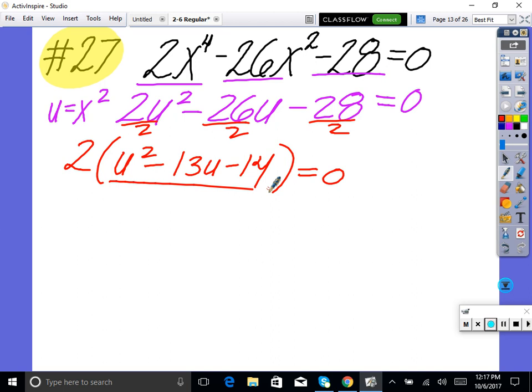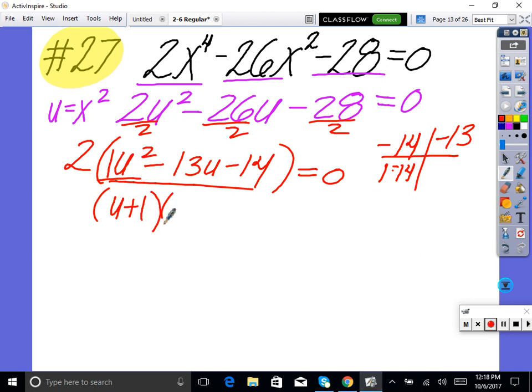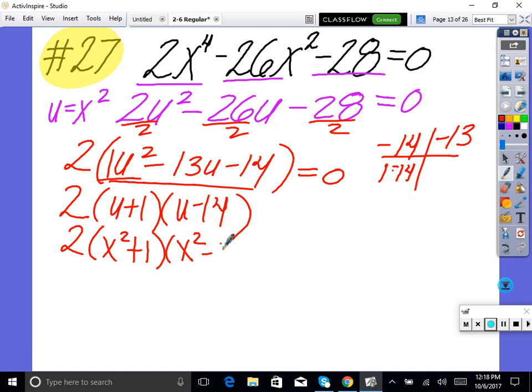What multiplies to be negative 14 and adds up to be negative 13? Negative 14 and 1. You're right. We can now quick factor. So this factors to be u plus 1 times u minus 14. Now don't forget, we also had a 2. So what we actually have is 2 and then x squared plus 1 and then x squared minus 14.